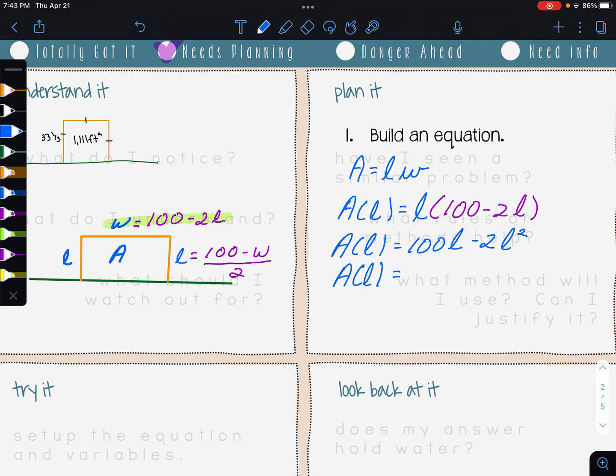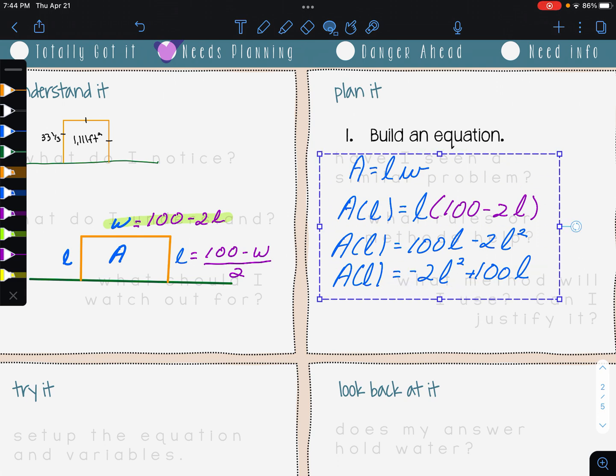So A(L) is equal to negative 2L squared, this is a quadratic graph, a parabola that would face downward, plus 100L. Okay, let's see. So now what are we going to do?